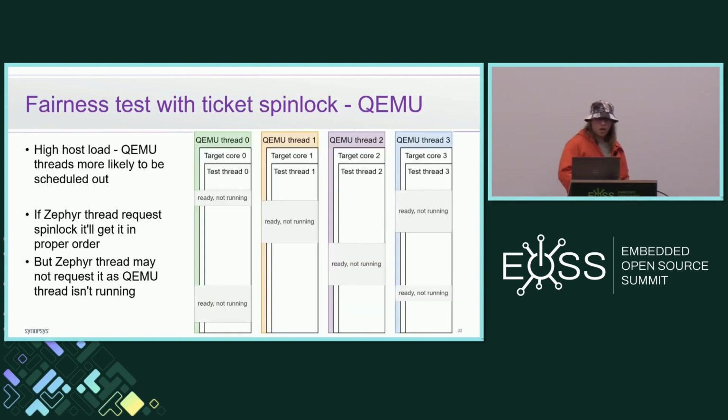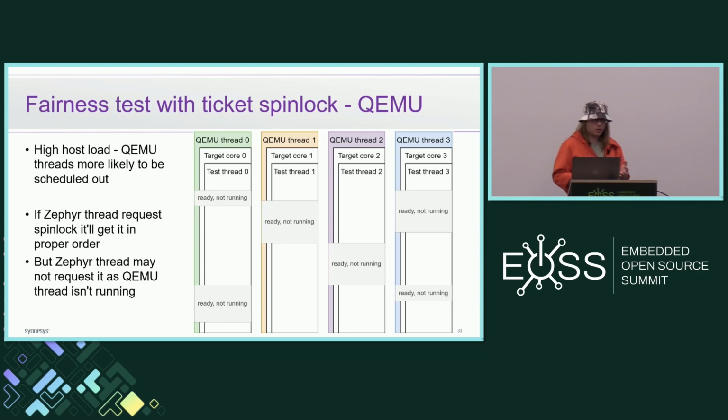But if we have high load on a host, QEMU threads would be more likely to be scheduled out, and it would happen at different time moments. So as it was shown here. So if Zephyr thread requests spinlock, it still gets it in proper order. The algorithm itself is okay, but the issue is in another place.